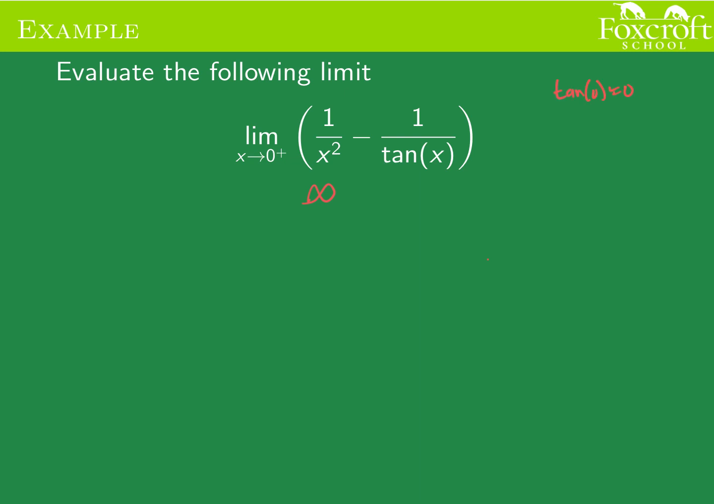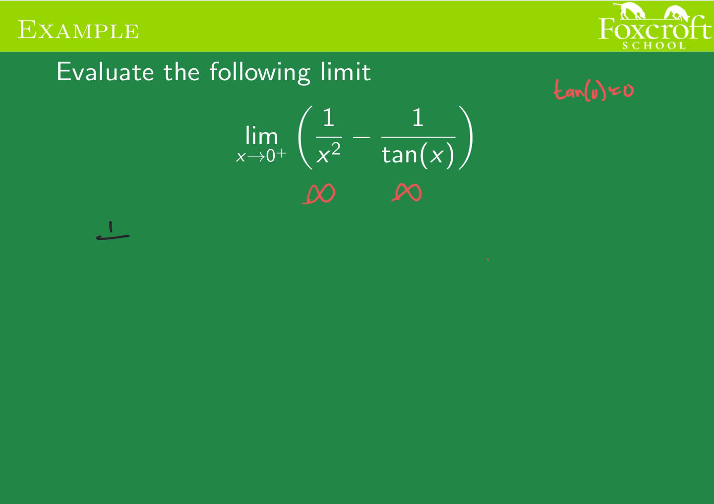Tangent of 0 equals 0. So again, we get 1 over something that's close to 0. It's going to be a really big number. So I have infinity minus infinity if I tried to plug in 0. The trick here is, right now I have these two different things. I'm just going to combine them.